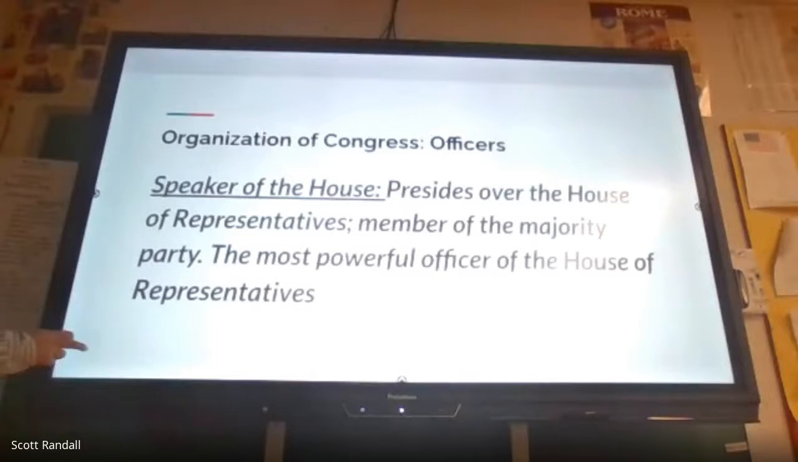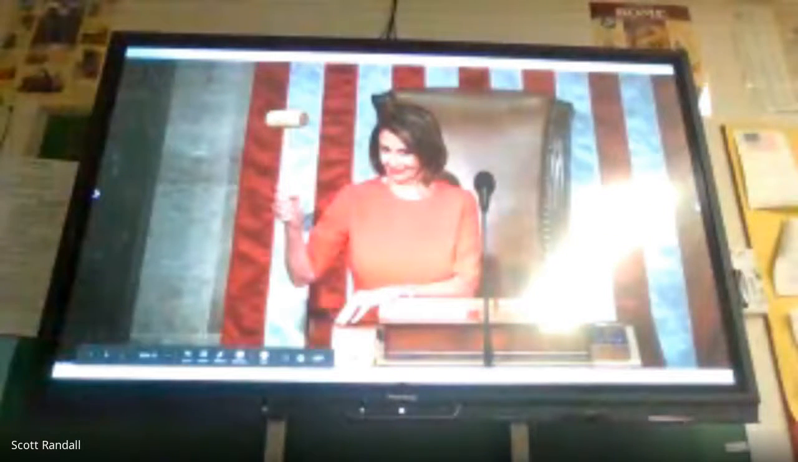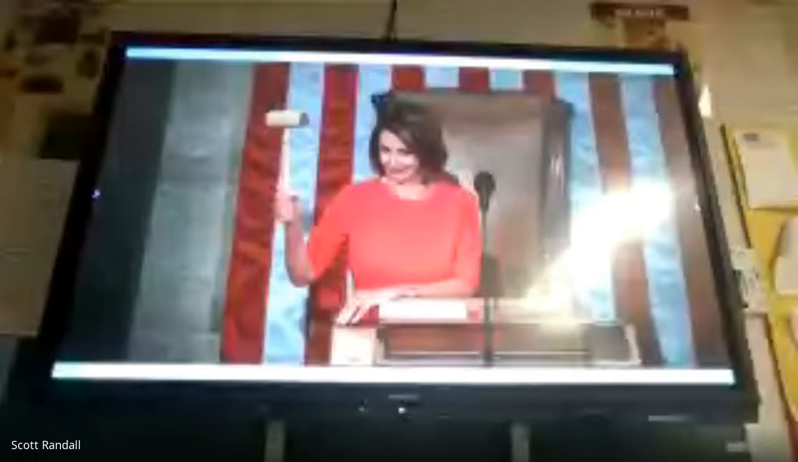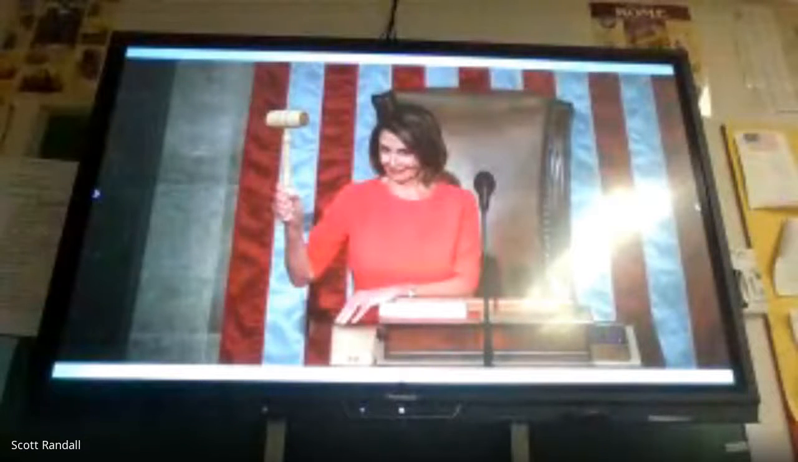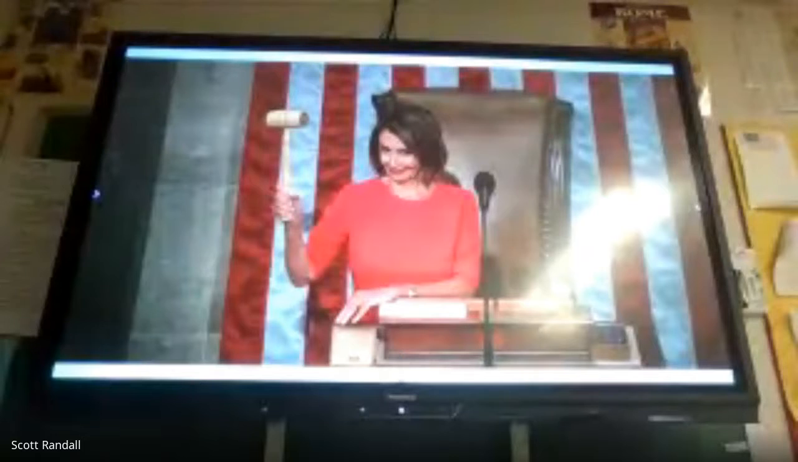Do you guys know who the current Speaker of the House is? It's this lady. I know the face. Nancy Pelosi. Nancy Pelosi, yeah. Nancy Pelosi is from California. She became the Speaker of the House 2 years ago, when in the midterms the Democrats, and she's a Democrat, took a majority in the House of Representatives.